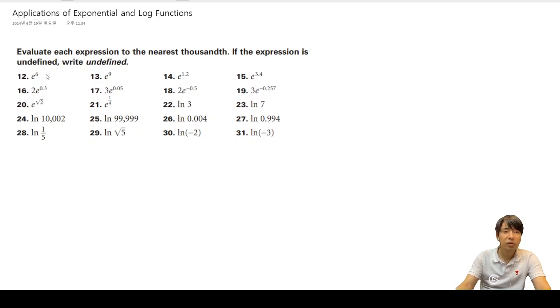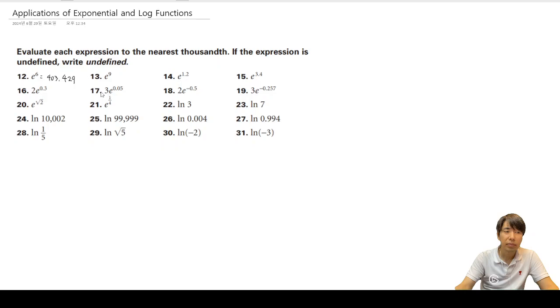Let's try a few here. e to the sixth, e to the sixth. Since it says evaluate, we just put this into the calculator. Let me use my calculator. e to the power of 6. It's like 403.429. About this much.